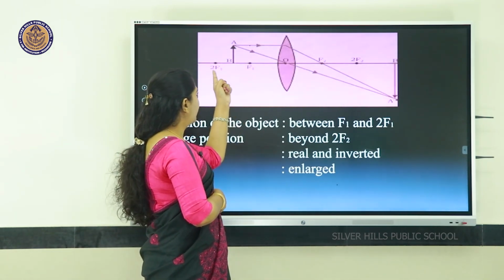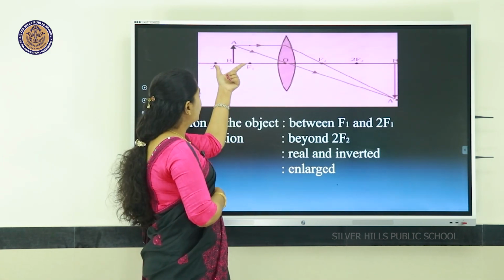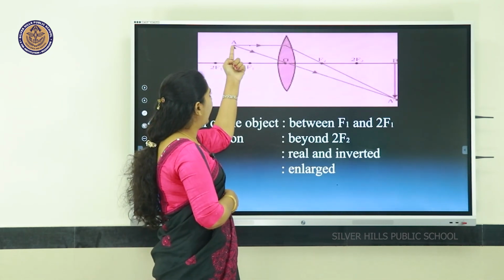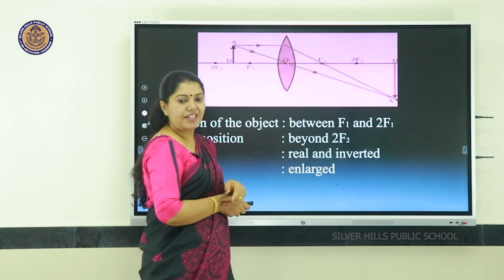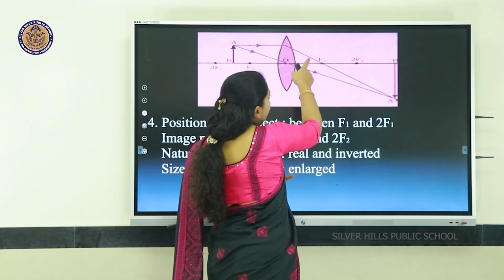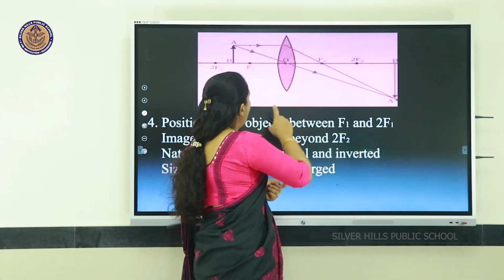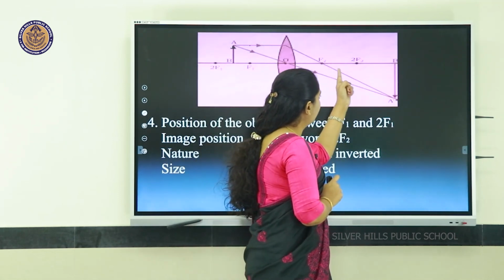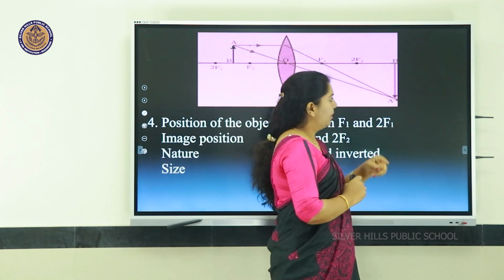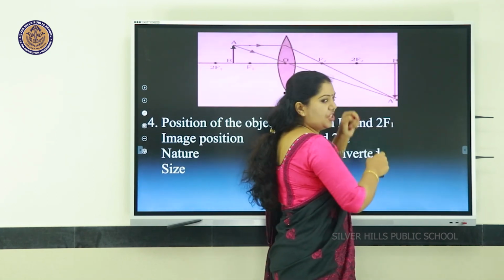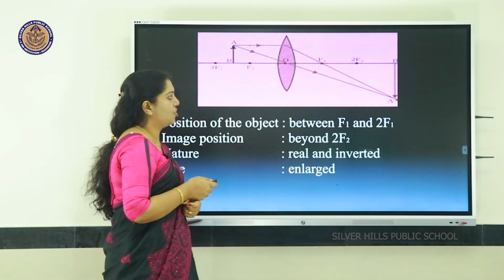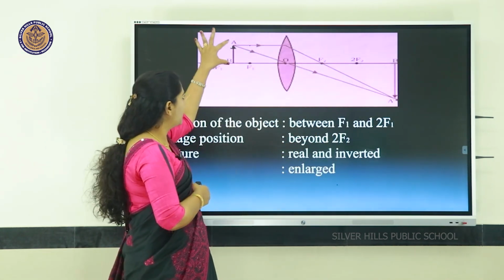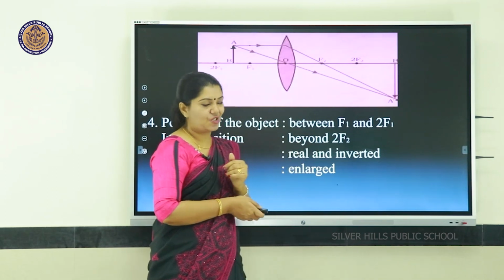Fourth case, position of the object between F1 and 2F1. This is F1 and this one is 2F1. Place the object in between F1 and 2F1. From the point A, a ray incident on this convex lens will pass through the point F2. Another ray of light passes through the optic center. Both these refracted rays meet at A dash. A dash B dash represents the position of the image. Where is the position of the image? Beyond 2F2. And what about the size? The size is enlarged.